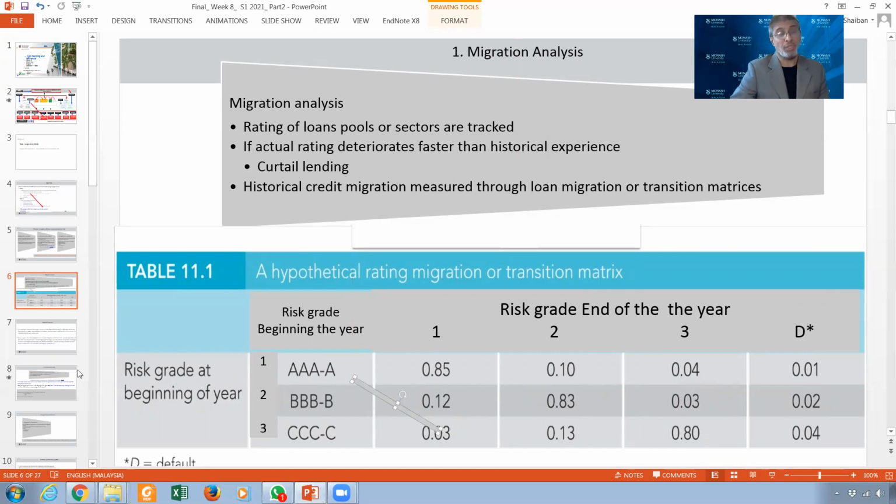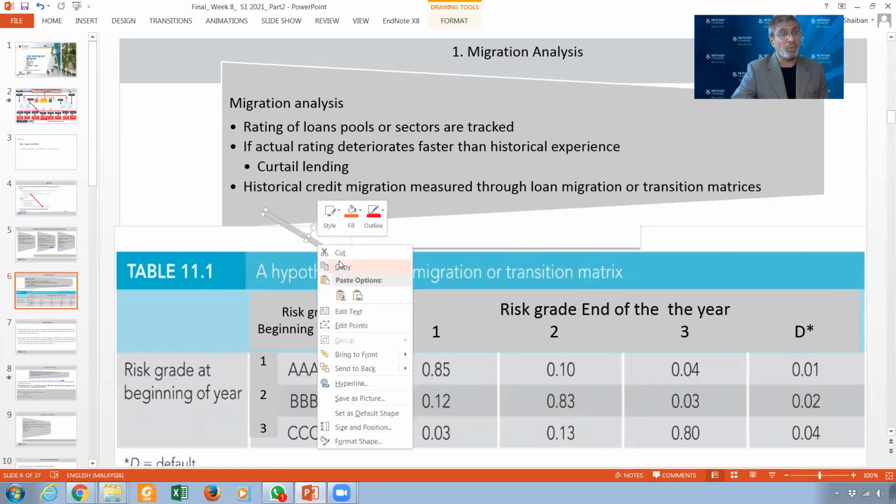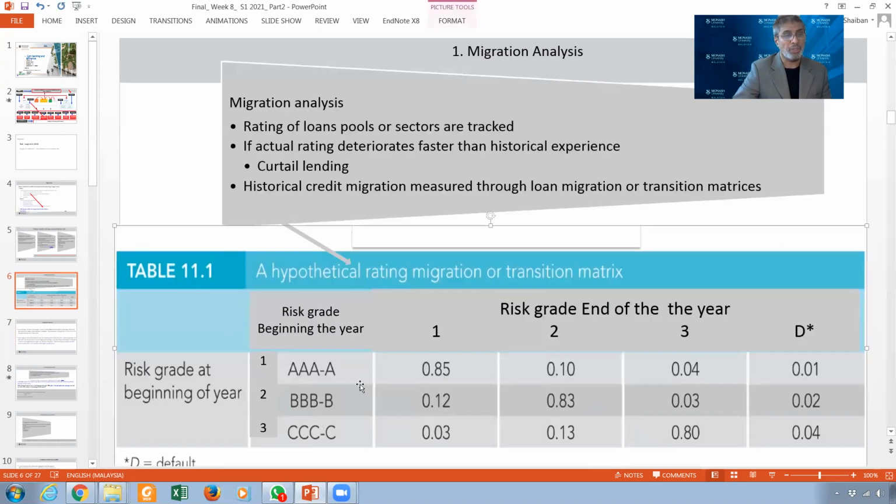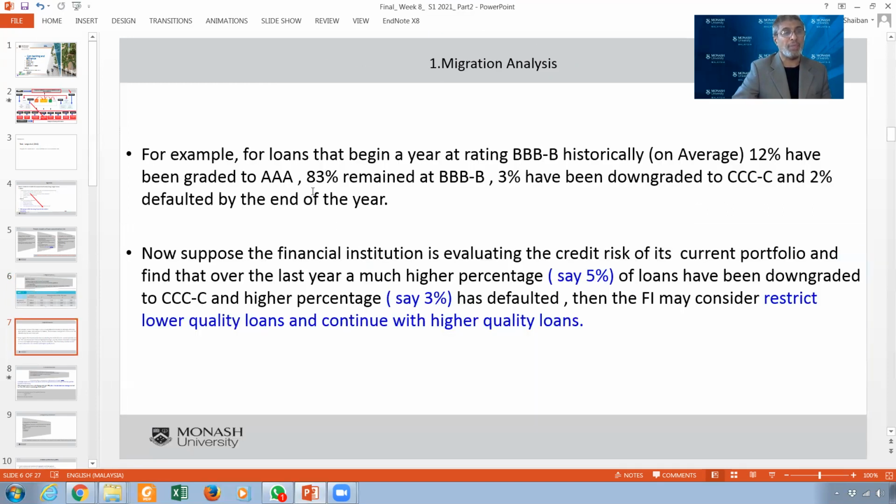So how can I use this information? This is the question. How am I going to use this information? Well, the way to use this information, we can look at this. Now, if you have, for example, loans that begin the year at triple B, as this is just explaining this area, which is this triple B, giving us this example. So for companies that start with triple B, strictly 12% have been upgraded to A, 80% stay in the same area, and 3% go to C, and 2% defaulting.